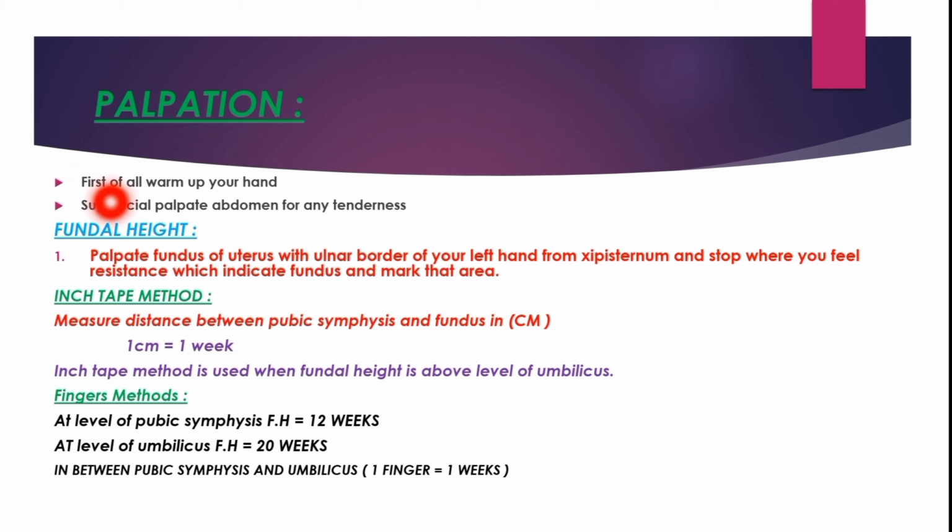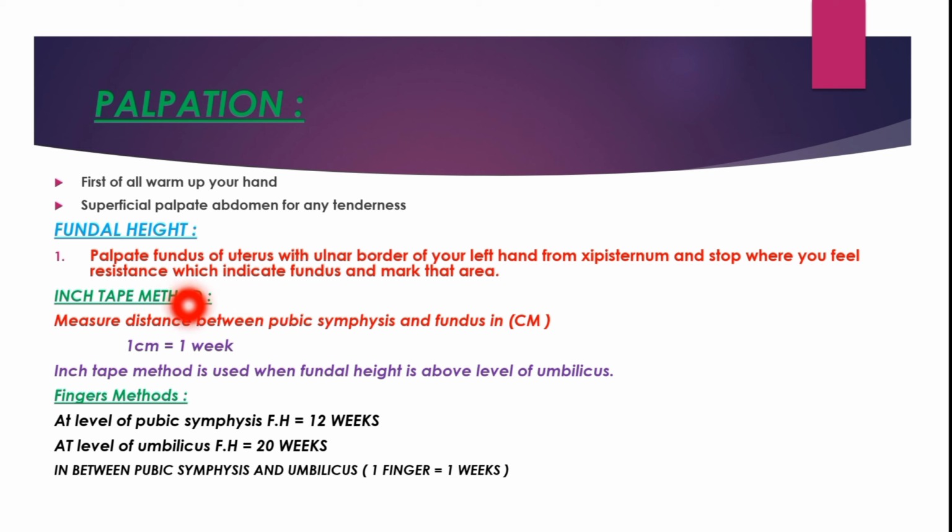In palpation, first of all, warm up your hand, superficially palpate the abdomen for any tenderness, and measure the fundal height. The fundal height is measured by palpating the fundus of the uterus with the ulnar border of your left hand from the xiphisternum downward, and stop where you feel the resistance. At the point where you feel the resistance, it indicates the fundus, and mark that area.